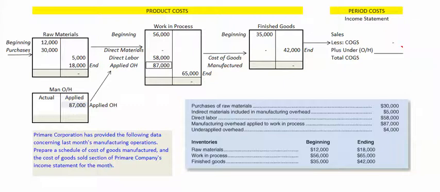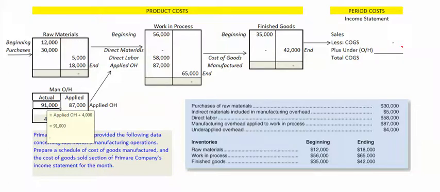Finally, we're told during the month we had underapplied overhead of $4,000. This means at the end of the month we would have had a debit balance in our manufacturing overhead account. We don't need to calculate it to solve our problem, but if we wanted to, this means that our actual manufacturing overhead would have been $91,000. This would have been our $87,000 applied plus the $4,000 in underapplied overhead.